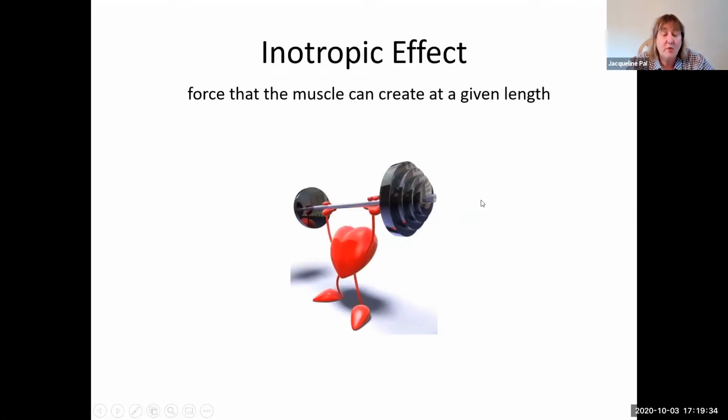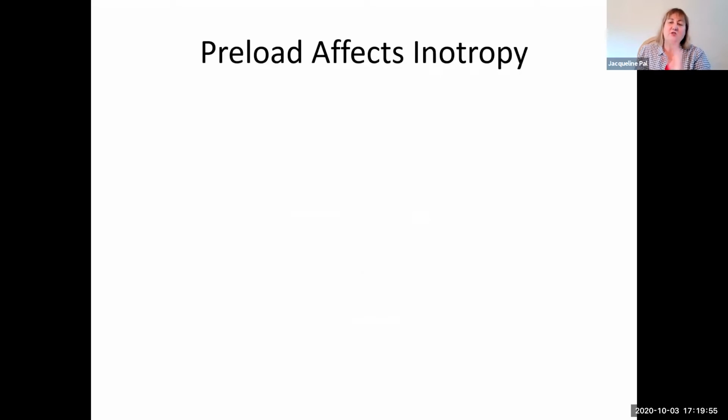So let's talk about the third effect now that we've covered preload and afterload, and that is the inotropic effect, or the contractility. In other words, the force that the muscle can create at a given length. If you recall, a muscle can contract like this, so yes, it's contracting, but there's no force behind it. Or it can contract like this, where it's generating a lot more force. And so we had a curve where we talked about how much overlapping, and so how much contracting, how many cross linkages were going.